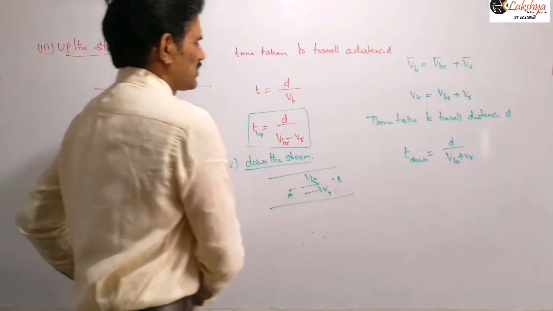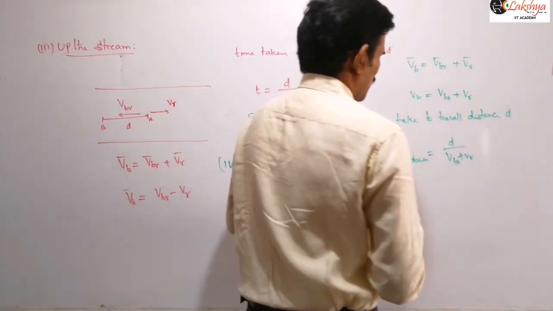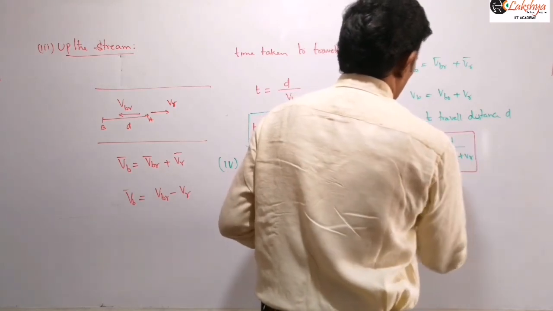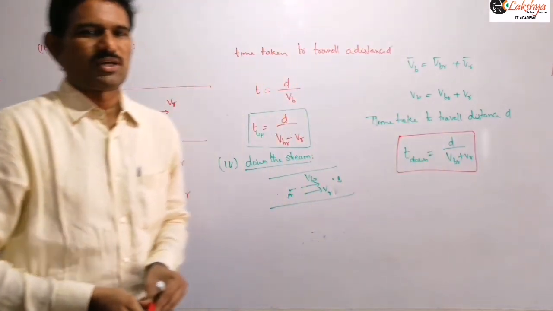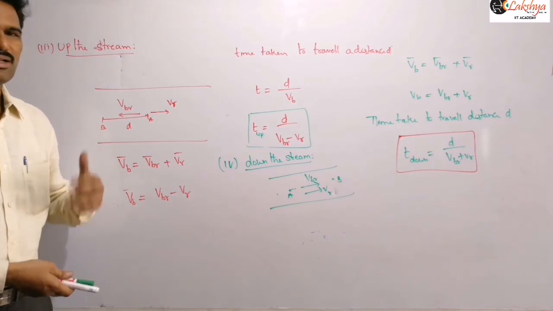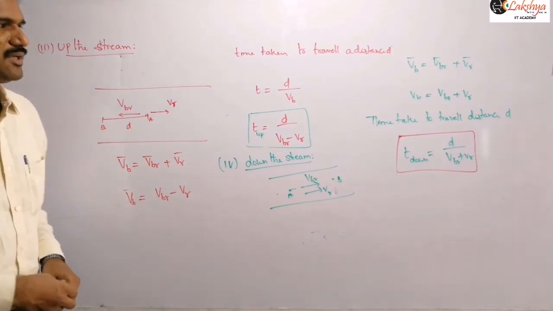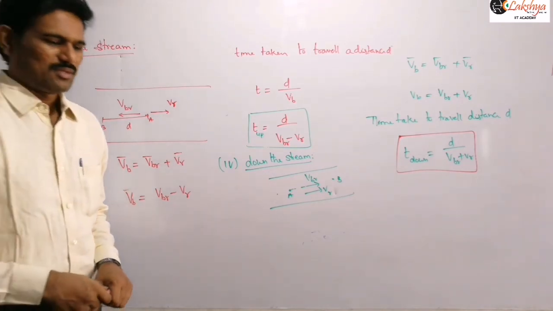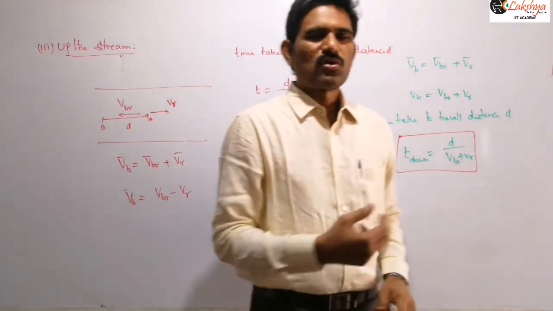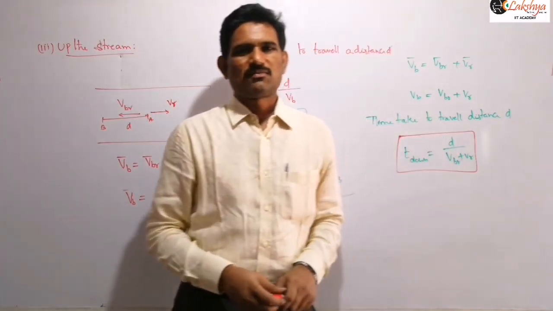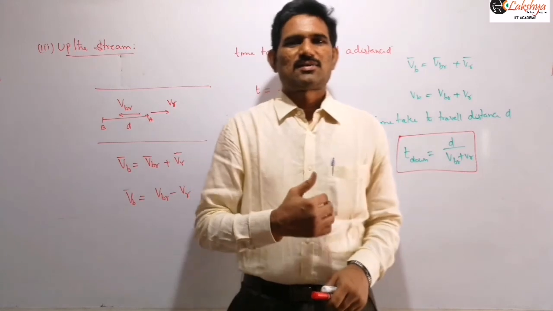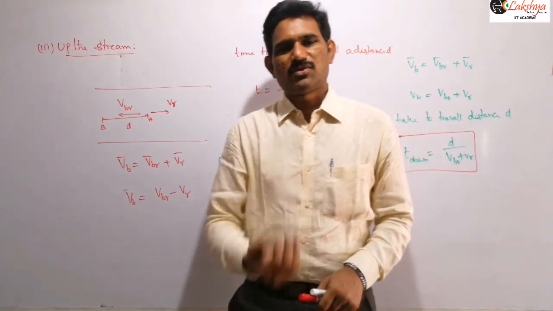So that covers up the stream, down the stream, the shortest possible path and the shortest possible time. We discussed the different cases related to these riverboat concepts. In tomorrow's class, I will explain the problems based on this riverboat topic. So listen to the class and derive all these derivations by yourself, right?